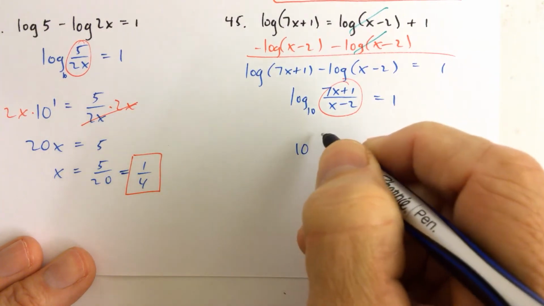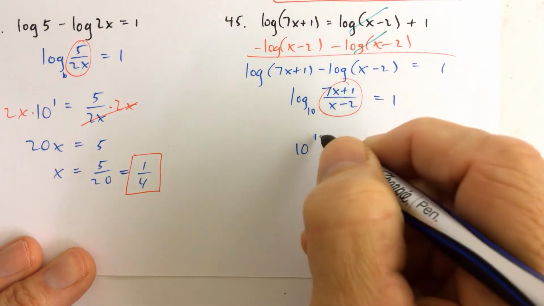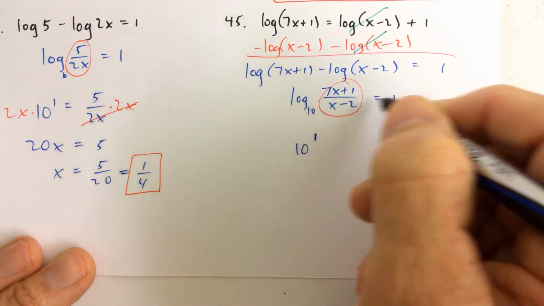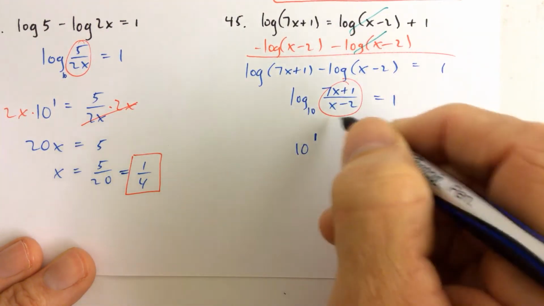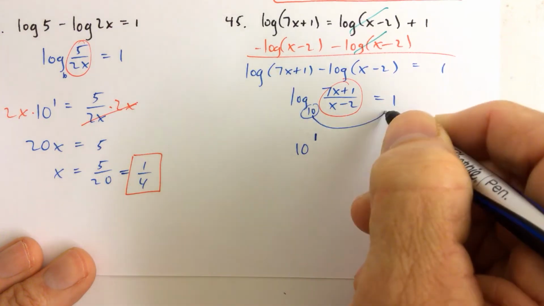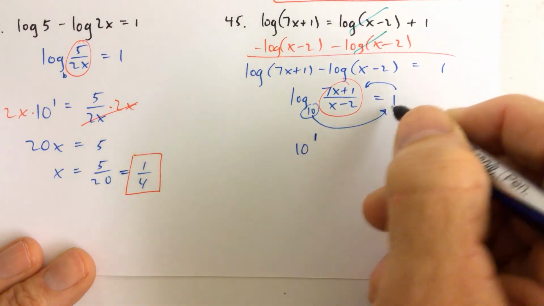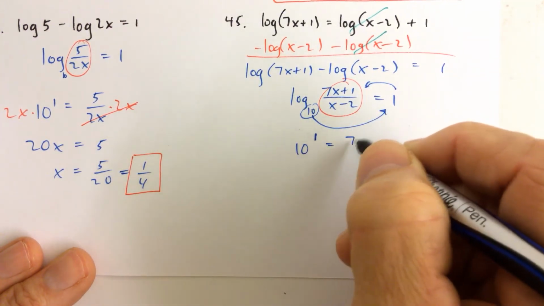So we have the base raised to the answer, the log is the exponent. 10 to the first power, you have to get from here to there. So 10 to the first power equals this expression.